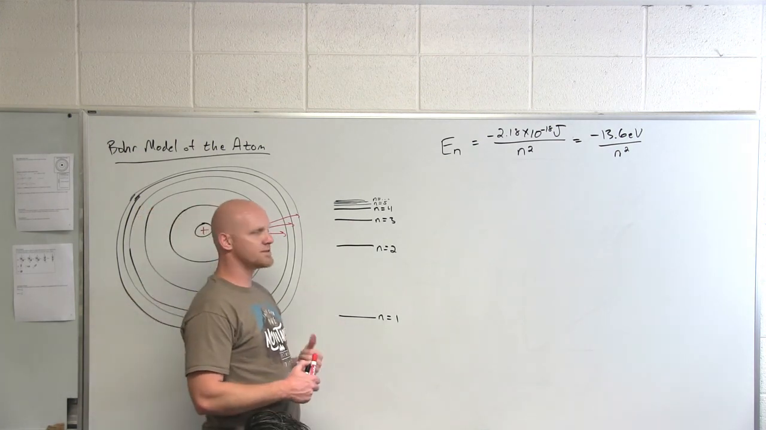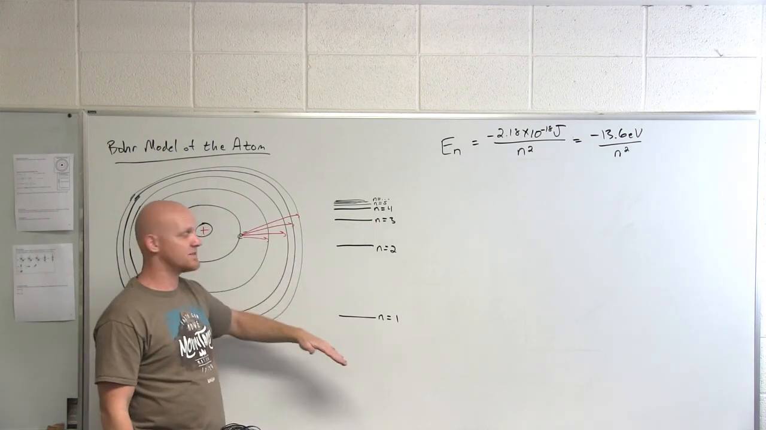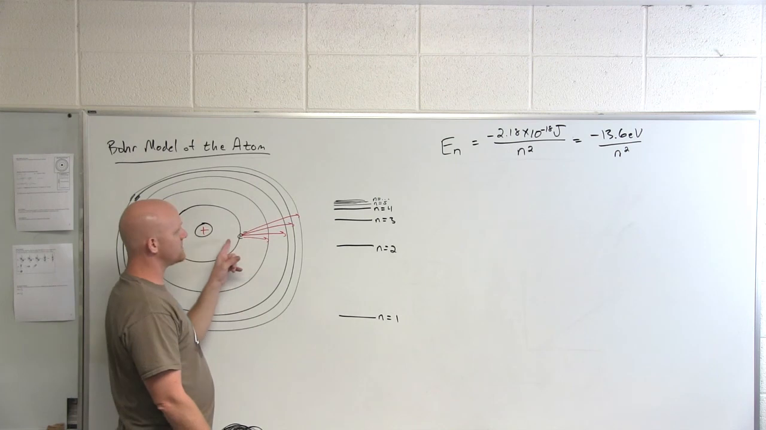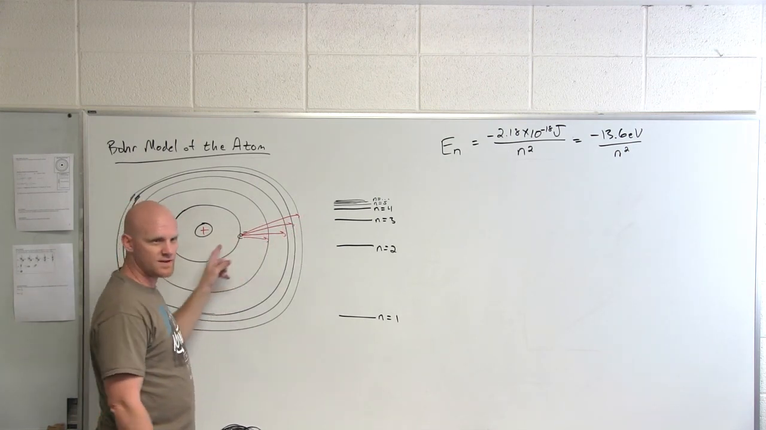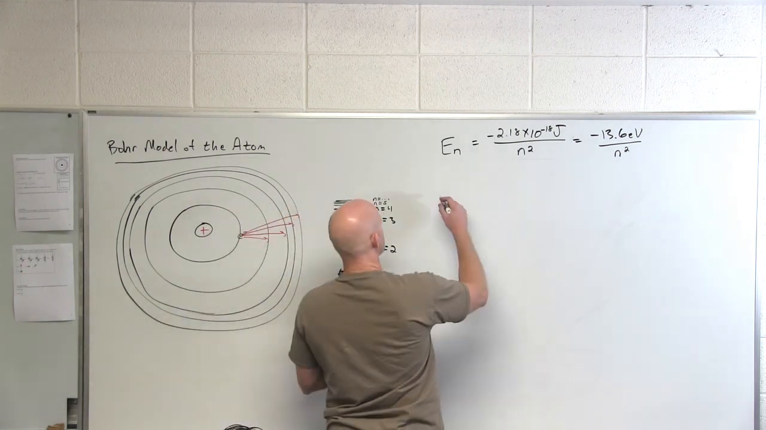Negative 13.6 electron volts divided by 4, so on and so forth, or divided by 9 for the third shell, so on and so forth. And so you have this simple equation, and therefore you can come up with a simple equation for the difference in energy between each of these. And if you look, that equation is also on your handout.